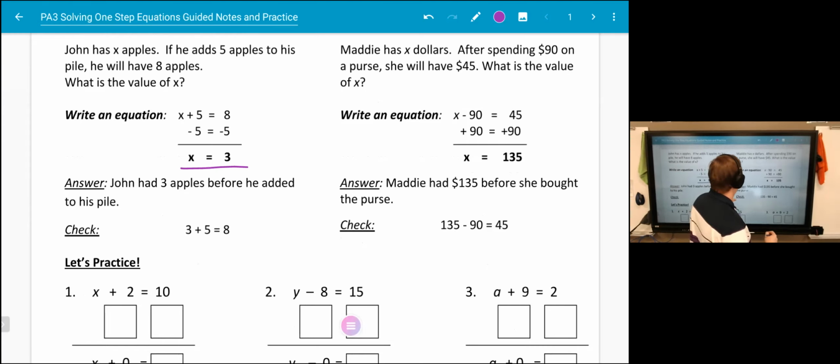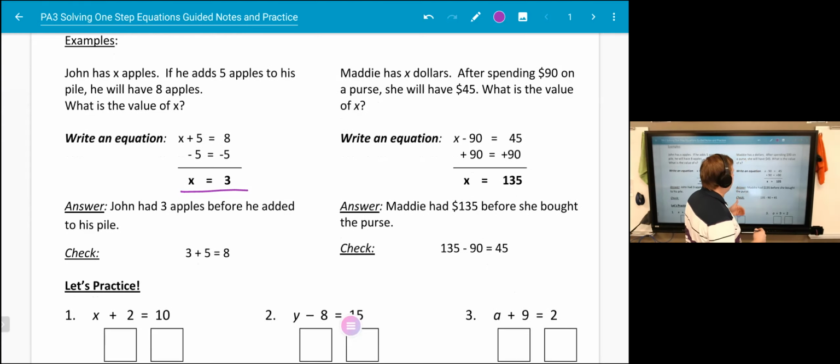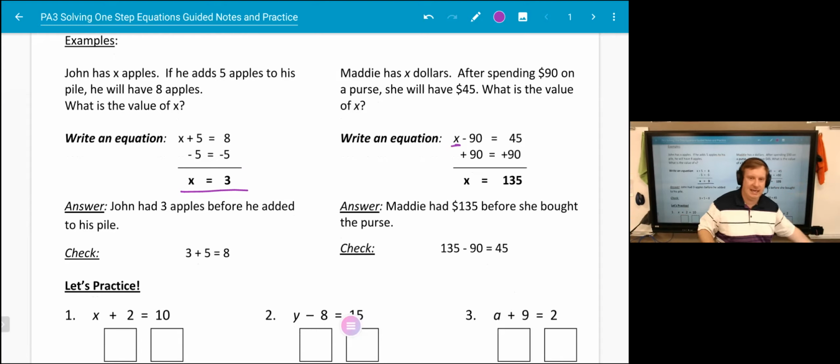Maddie has X dollars. After spending $90 on a purse, she's going to have $45. What's the value of X? She has an amount of money that we don't know, so we call that X. We take away 90, which gives a remainder of 45. X minus 90 equals 45. The inverse operation of subtraction is addition, so I would add 90 to both sides. 45 plus 90 is 135. We have isolated our variable.